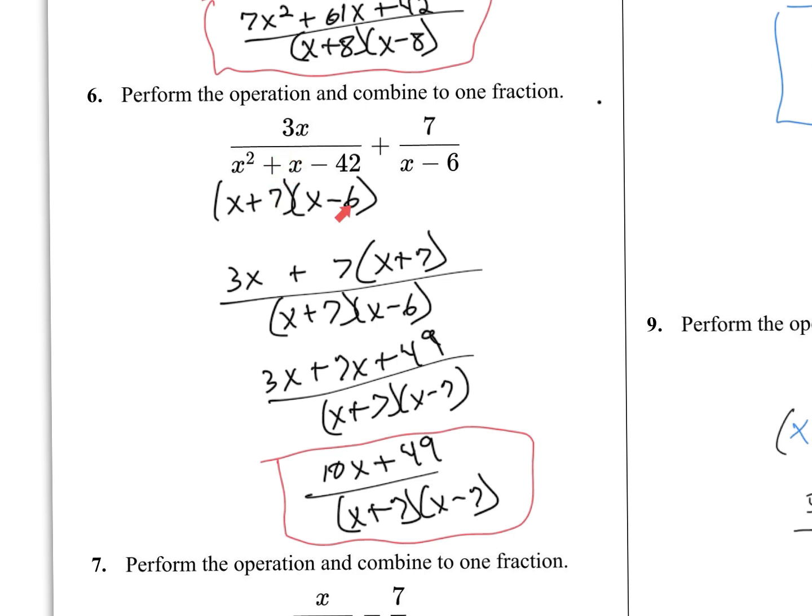Well, that's 7 and 6. 7 times 6 is 42. So if we have a positive 7 times a negative 6, we get negative 42, and positive 7 minus 6 is plus 1.